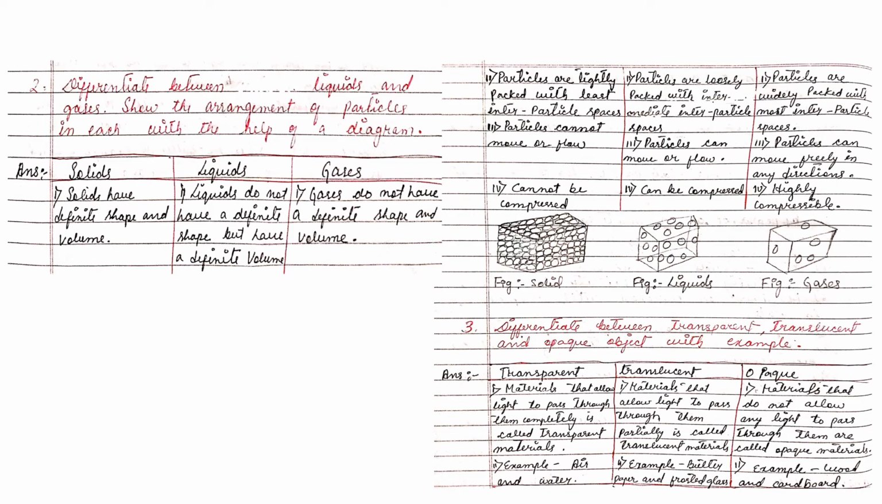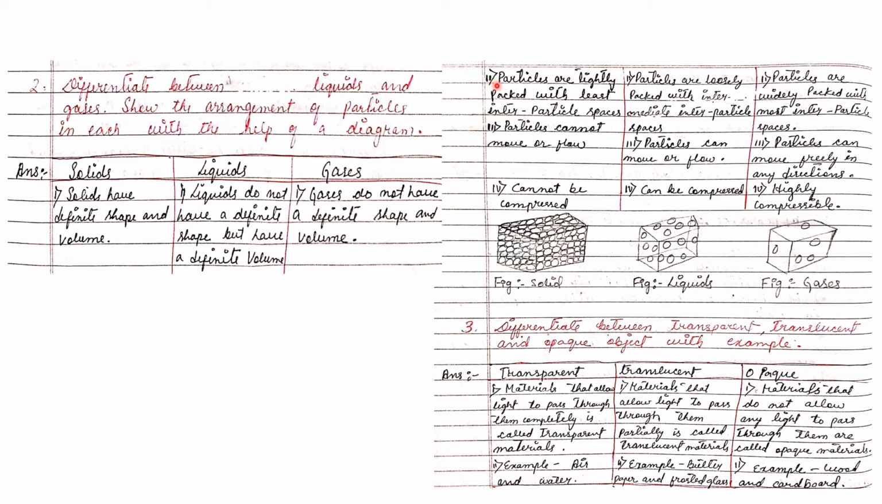As we have seen number 1 of each, now we will see number 2, that is differentiate between solids, liquids and gases on the arrangement of particles in each with the help of a diagram. First you see solids have definite shape and volume. Liquids do not have a definite shape but have a definite volume. Gases do not have a definite shape and they do not have a definite volume.